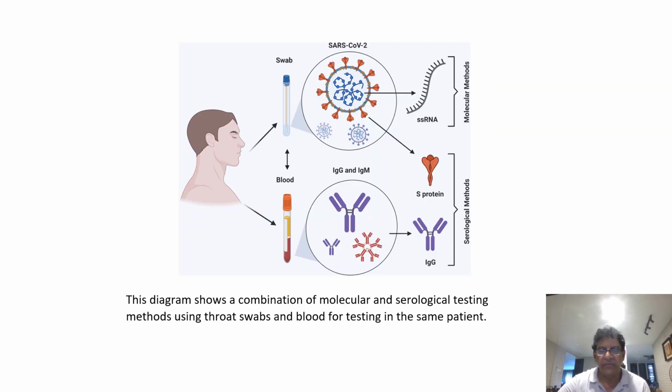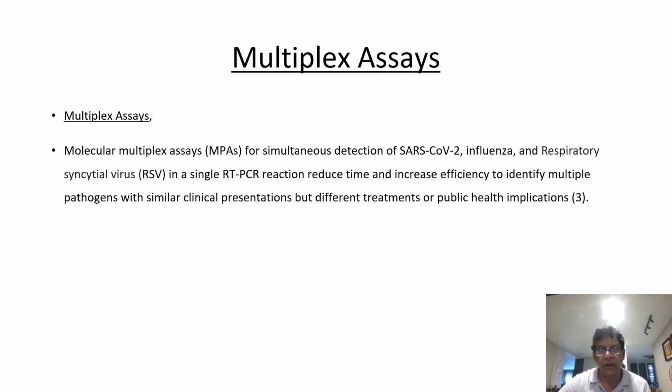In this diagram, we show the molecular and serological testing using a throat swab and blood testing from the same patient. If you look at the upper side, we're testing for SARS-2 using the molecular technique, or mRNA, and the lower one uses blood for IgG, IgM, and proteins, using the serological method.